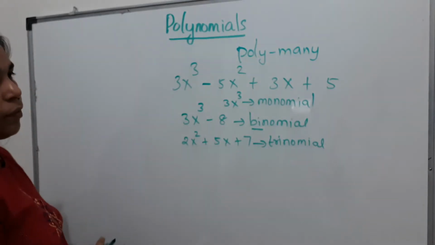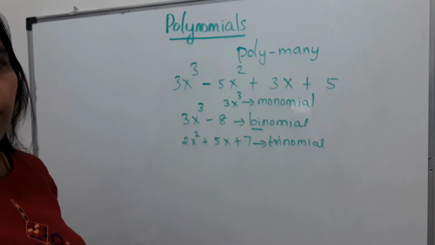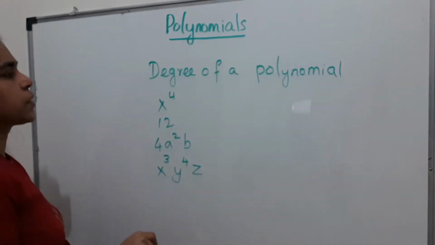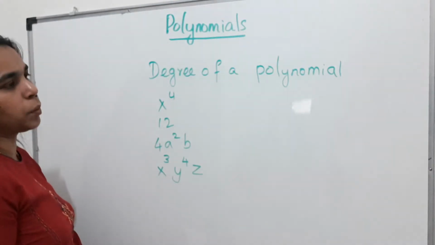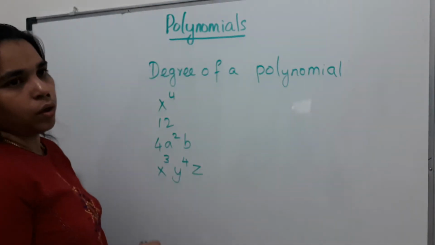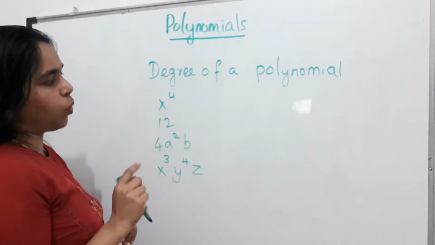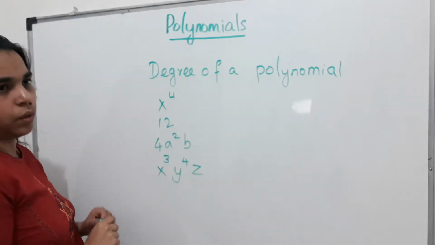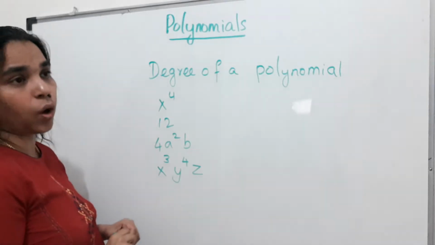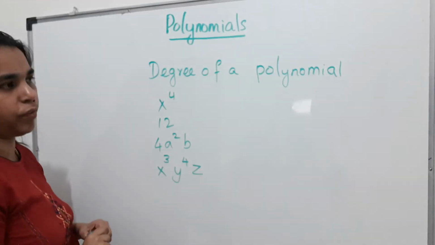Now we can see what is the degree of a polynomial. How can you find the degree of a polynomial? Degree of a polynomial means you have to see how many exponents there are, maybe one exponent or two exponents or two variables. So you have to add all the powers of the variables. That is actually the degree of a polynomial.